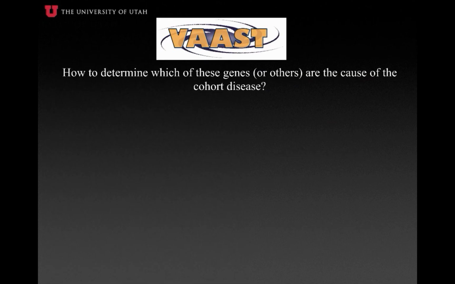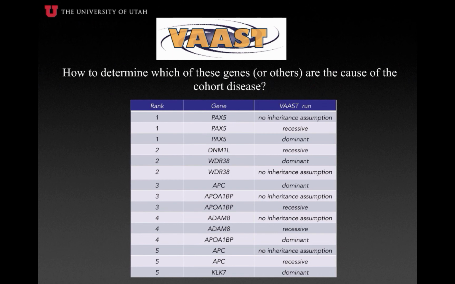Now that we've run VAST, the next question is how to determine which of these genes, either in the list or others, are the cause of the actual cohort disease. Here are some of the top gene results. While I've shown just the top 5 from the various runs of VAST, there are over 19,000 results provided from each run. Of course, not all results are statistically significant, but there are still many different results that need to be evaluated and reviewed to further narrow down the field of candidate genes.